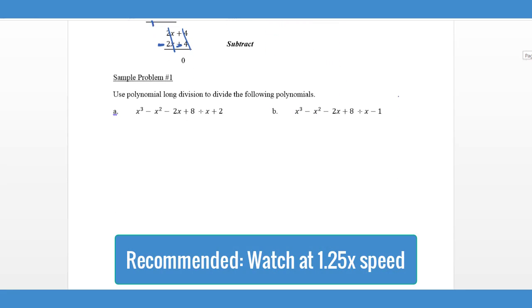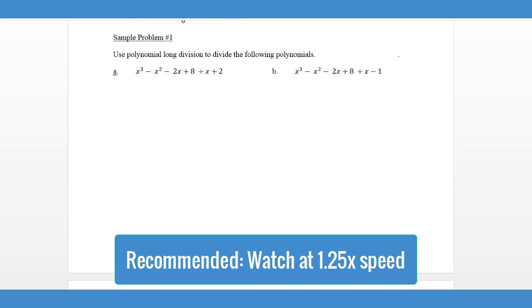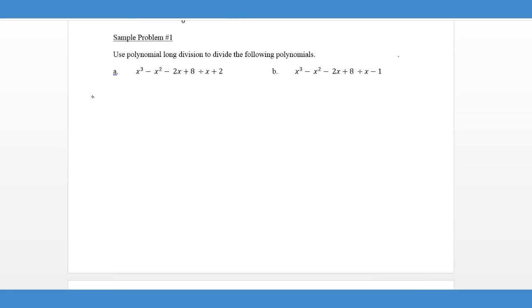So what I'm going to do is walk you through this first one. I'm going to do part A, and you can follow along with part A, and then I'm going to have you do part B on your own, and then you can watch the solution. So the first thing I want to do is set this up in polynomial long division. Okay.